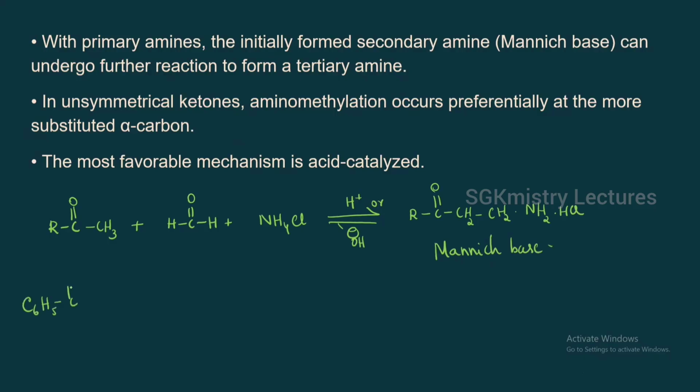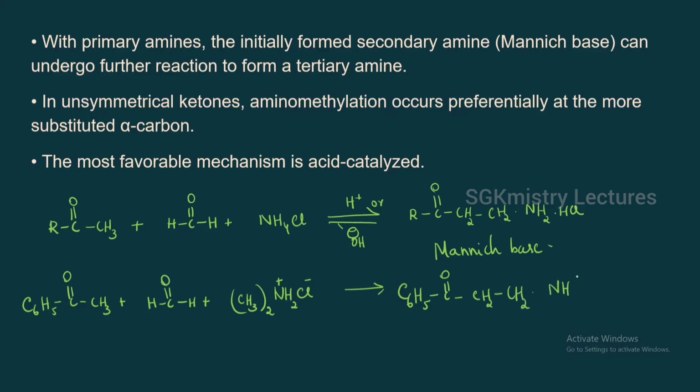So I can take one more specific example. C6H5, CO, CH3. Next, you're going to take formaldehyde. Along with that, you can take the amines in the form of their salts. So (CH3)2NH2 plus Cl minus. Now here, again in the presence of acid or a base, you're going to get C6H5, C double bond O, CH2, CH2, NH(CH3)2 Cl minus. Here nitrogen will have the positive charge. Along with that, water is removed. So again, you're going to get the Mannich base.